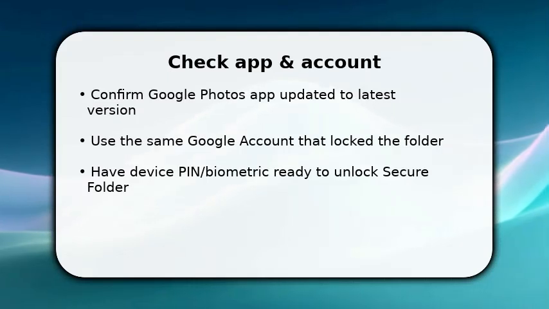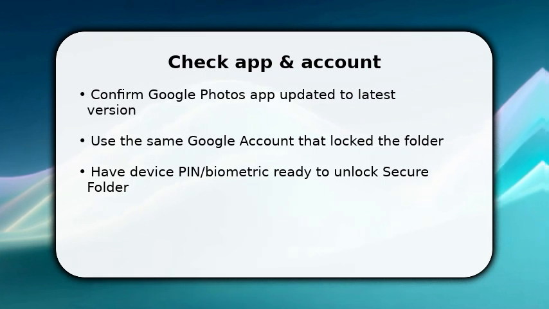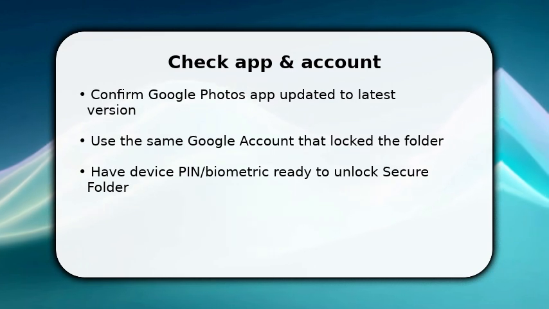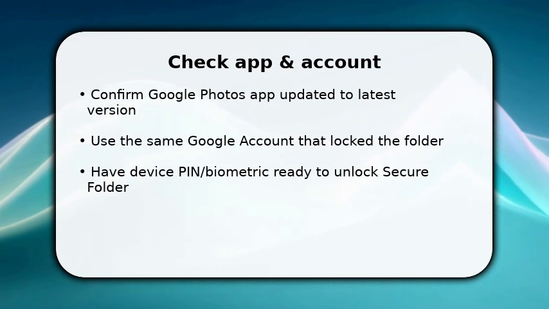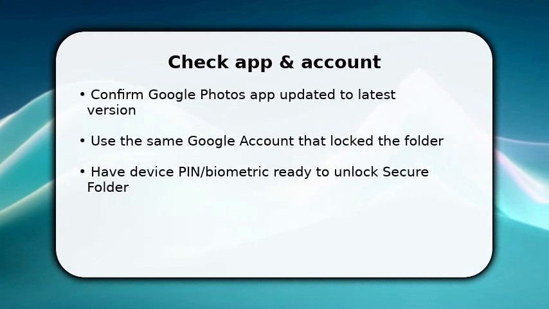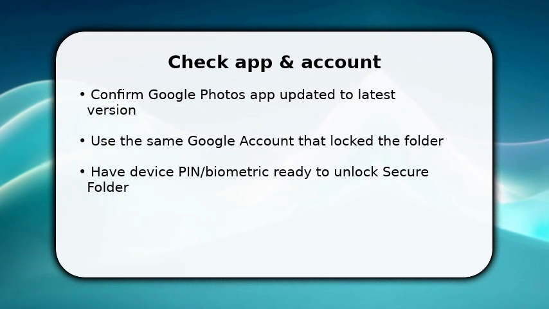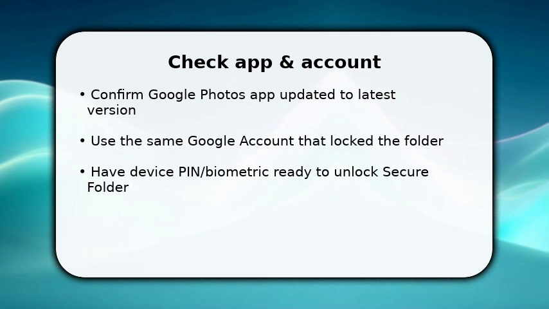You start by verifying fundamentals. Open Google Photos and confirm the app is updated, because older builds may hide features. Next, make sure you're signed into the exact Google account that created the locked folder, otherwise you won't see it. Once done, prepare the device PIN or biometric that protects the folder. You'll need it to access content. These steps remove simple access blockers and explain why account and app state matter before we attempt recovery.